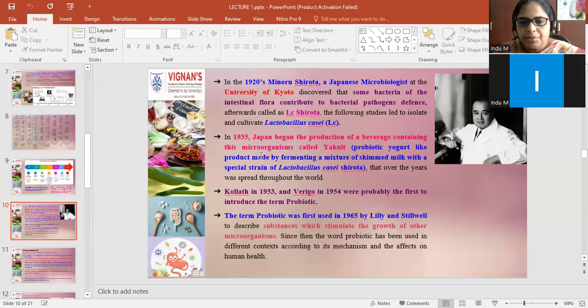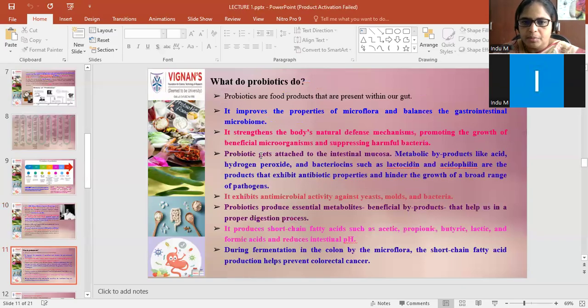In 1953, Kollath, and Vergin in 1954, were probably the first to introduce the term probiotic, and later it was used by Lilly and Stilwell. According to them, these are substances which stimulate the growth of other microorganisms.